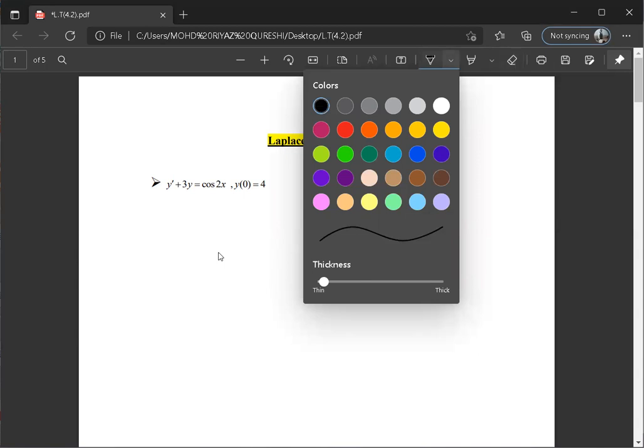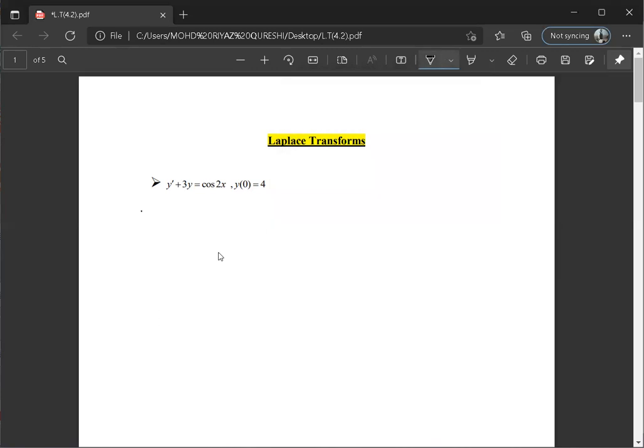It's an IVP, initial value problem. y prime plus 3y is equal to cos 2x. And here the condition is given: y of 0 is equal to 4. So using this initial value condition, we have to solve this with the Laplace transform. So we should start our solution.